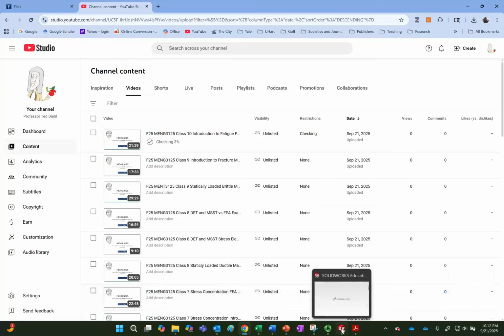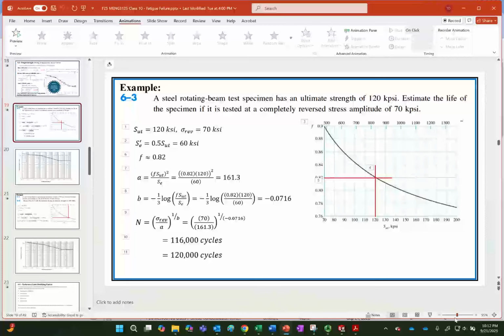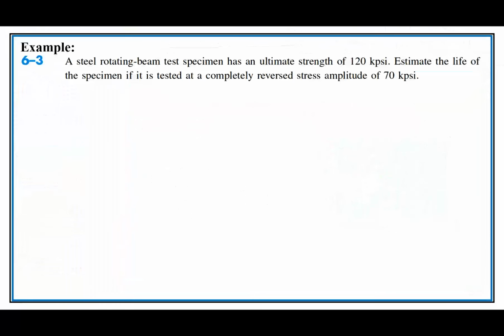Continuing on with class number 10, here's some examples of using the SN curve. A steel rotating beam, this is problem 6.3 in the book. A steel rotating beam test specimen has an ultimate strength of 120 KSI. Estimate the life of the specimen if it is tested to a completely reverse stress amplitude of 70 KSI. All right, so there's that information there.